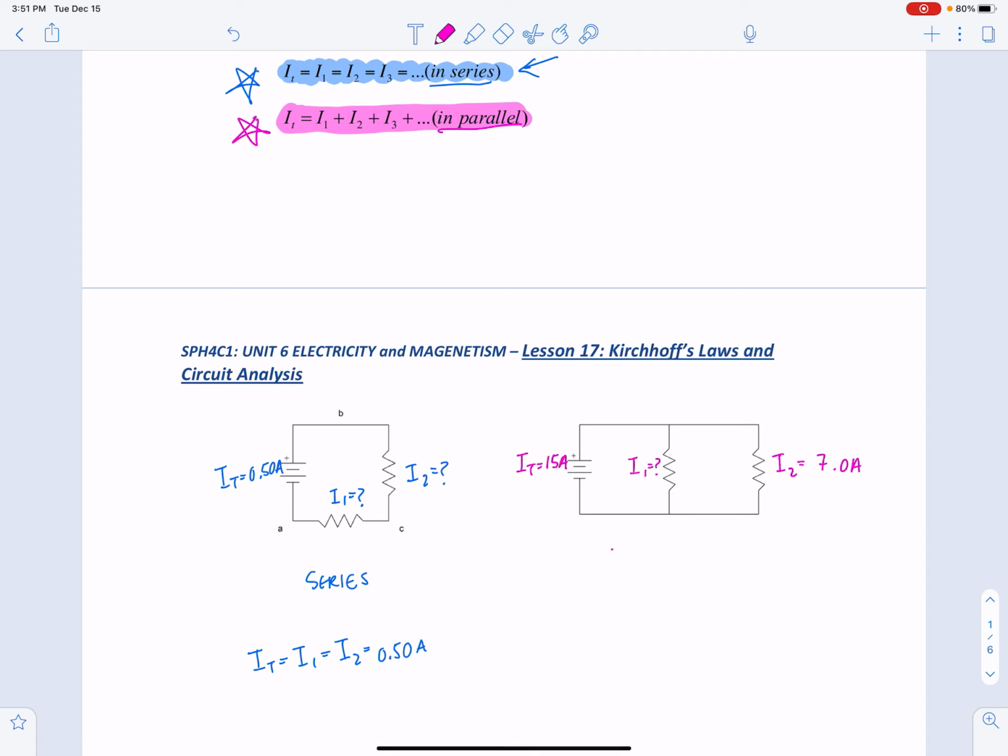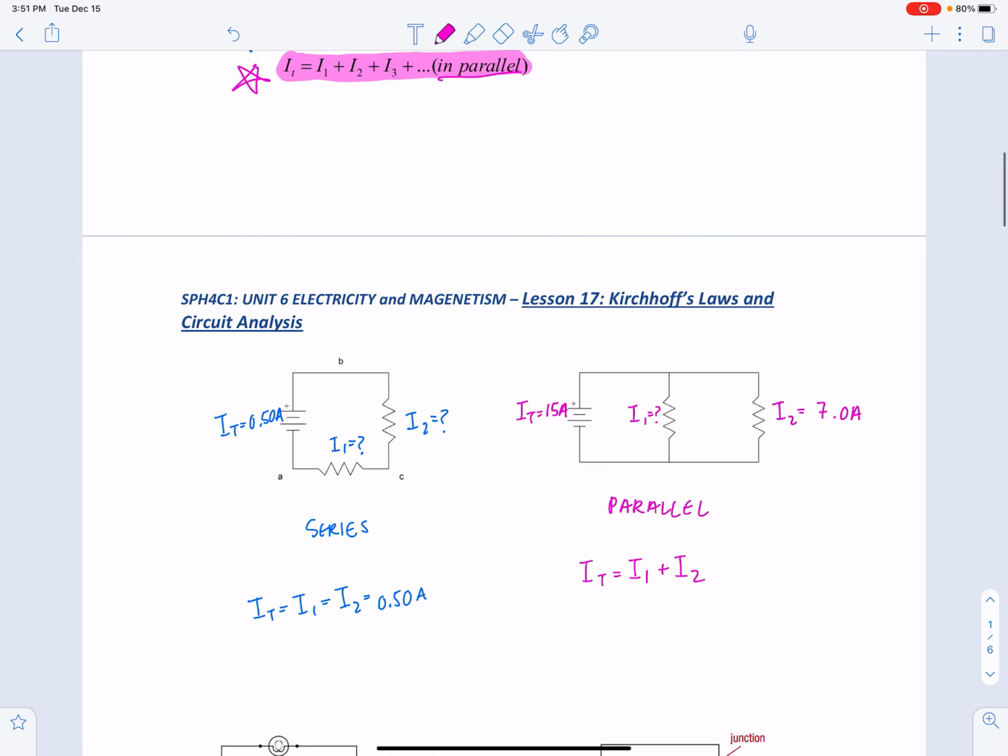So I can write this statement for a parallel circuit. IT equals I1 plus I2. Now what you want to do is solve for I1. So we're going to take this guy and bring it over the equal sign, and when we do, we get I1 is equal to I total minus I2. That's 15 amps minus 7 amps, and we end up with I1 is 8 amps.